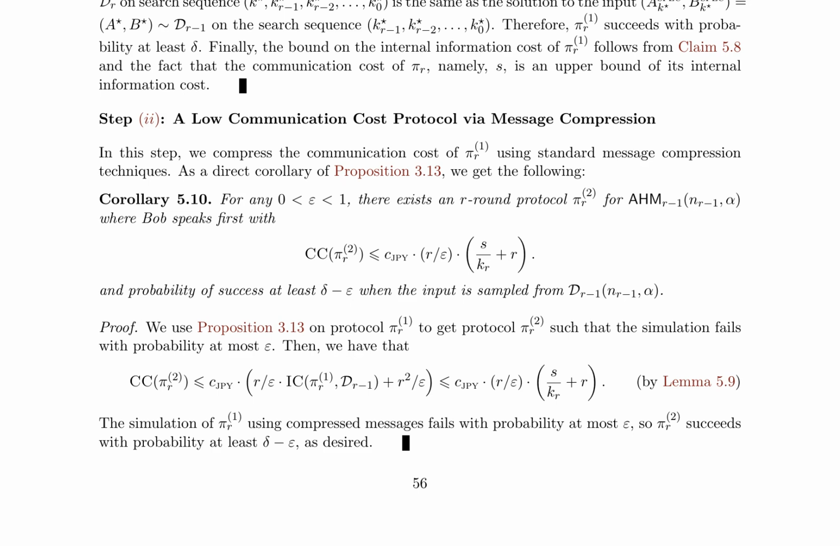This is achieved by applying proposition 3.13 on protocol pi 1 to get protocol pi 2, such that the simulation fails with probability at most epsilon. The compression of pi 1 to obtain pi 2 is a key result, as it significantly reduces the communication cost while maintaining a high probability of success. The author's use of standard message compression techniques allows for a more efficient protocol, making it suitable for applications where communication costs are a concern. The precise bounds on communication cost and probability of success provide a clear understanding of the protocol's performance.